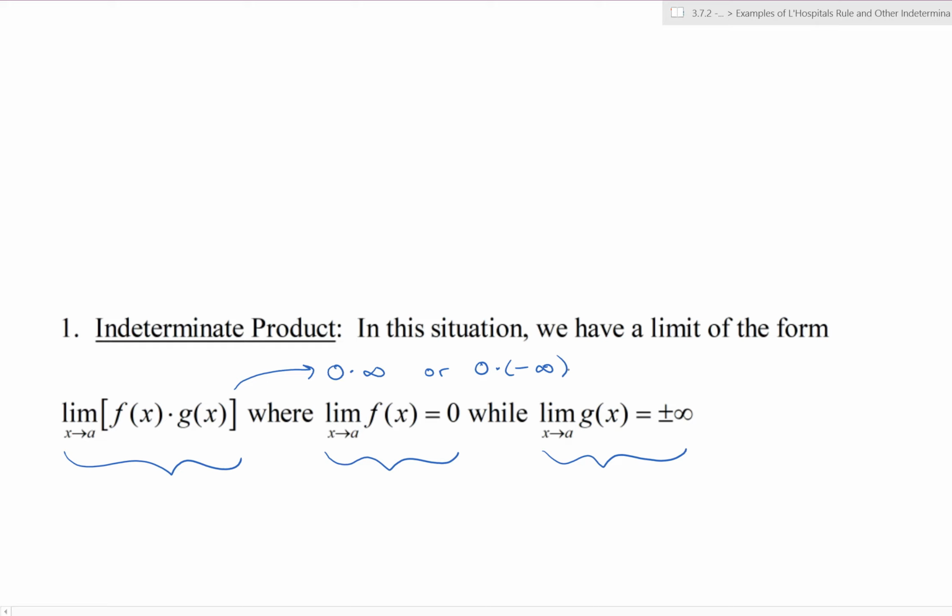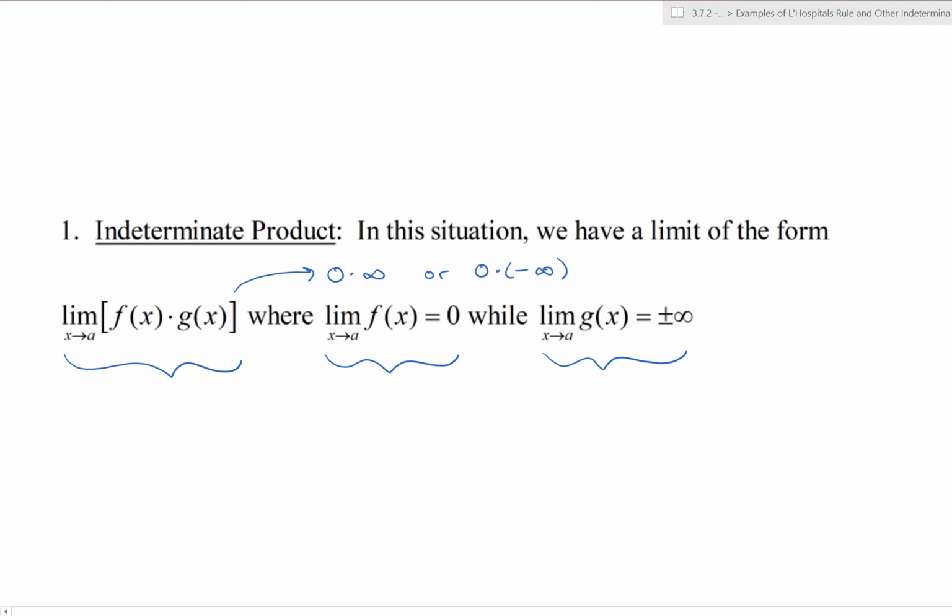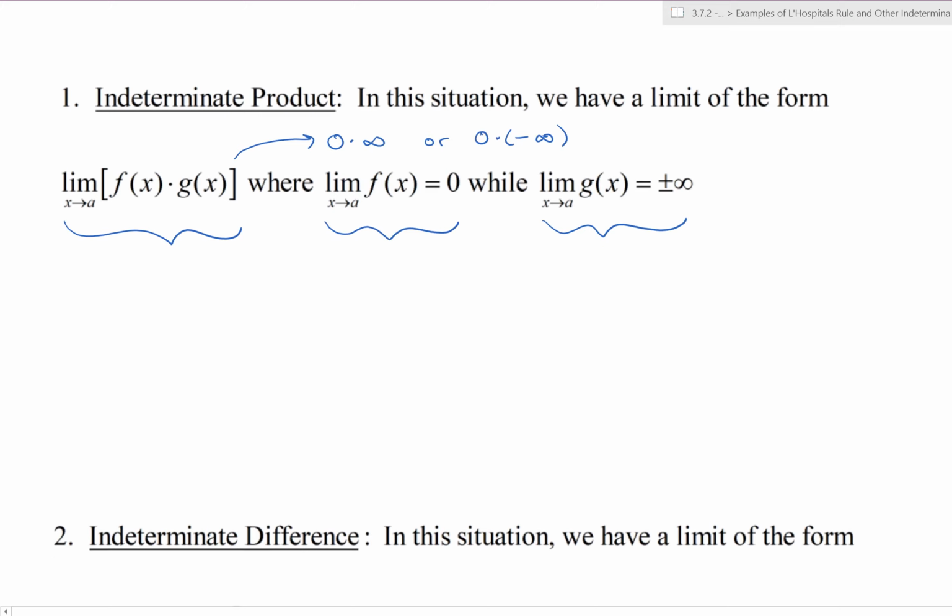You think of one of the functions as getting arbitrarily close, tiny, to 0, while the other function is growing without bound either towards infinity or negative infinity. So a totally tiny number times an infinitely large gigantic number, when you multiply them together, what does that actually become? An indeterminate product. And we'll see an example of how to approach such a situation.